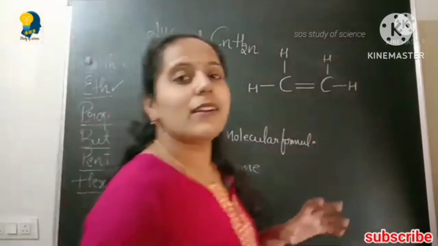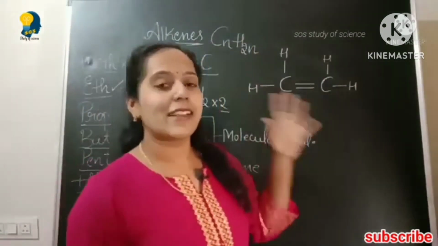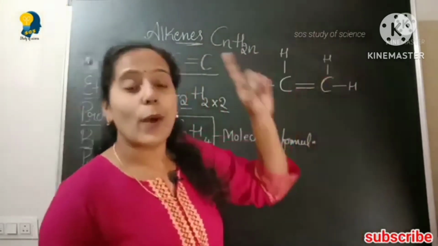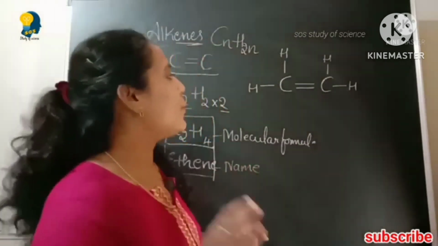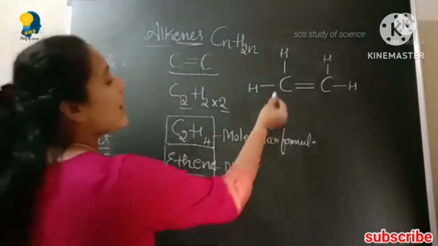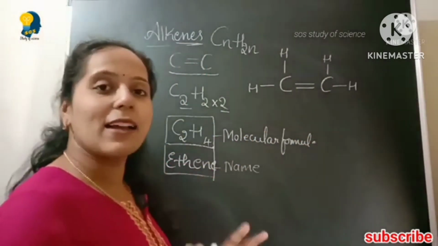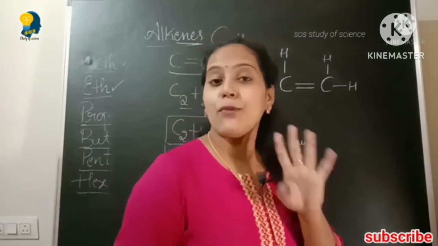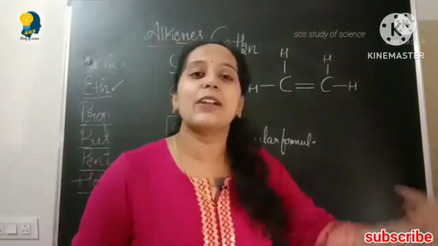You might have a doubt about why we have to write 2 hydrogens on either side of the carbon, not 3 hydrogens on one side and 1 hydrogen on the other side. See, it is very simple, students. You have to remember that whenever we are making the carbon stable, there should be 4 bonds. Okay, 4 bonds is nothing but 8 electrons.